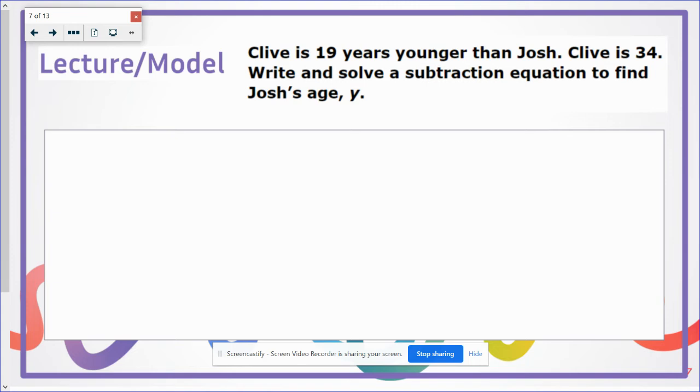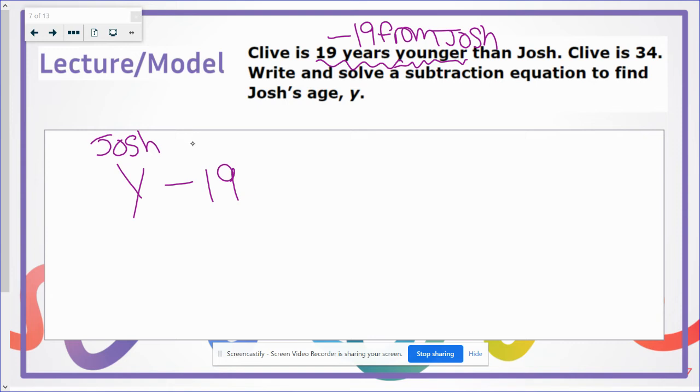Clive is 19 years younger than Josh, and he is 34. Write and solve a subtraction equation to find Josh's age or y. All right. So we know that Josh's age is y. And Clive is 19 years younger. So if he's younger, that means he's going to be minus 19 from Josh. So we start with Josh's age. We took away 19 because he's 19 younger. And then we know that he is 34. So start at Josh's age minus 19, and then you'll get Clive's age of 34.